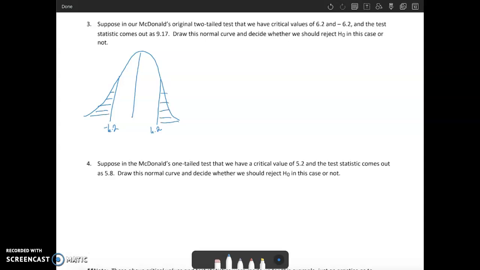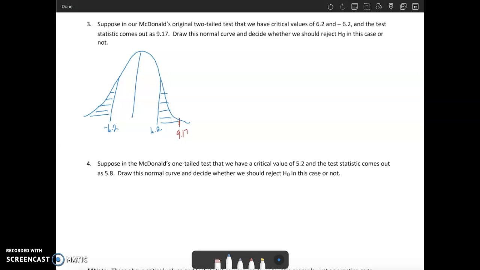Now what it says is that the test statistic comes out as 9.17. So our test statistic falls way out here at 9.17. So what has happened is the test statistic fell into the rejection region. The test statistic was very far away from the center, very far away from what we expect. We know that the farther away you get from the center of a normal curve, the more unique and unusual and surprising it is. So if it falls into that rejection region, what we're saying is that outcome is surprising enough to tell us we should reject the null.